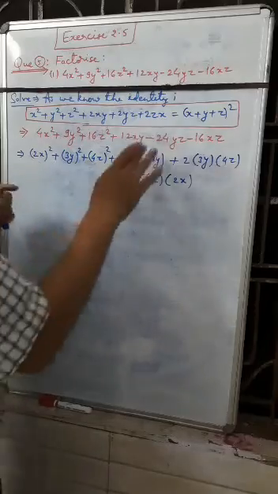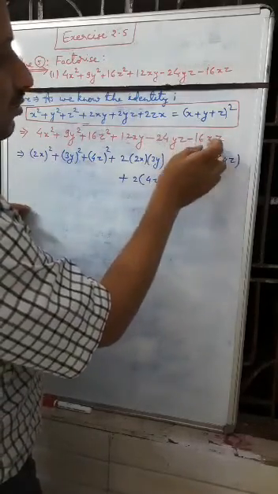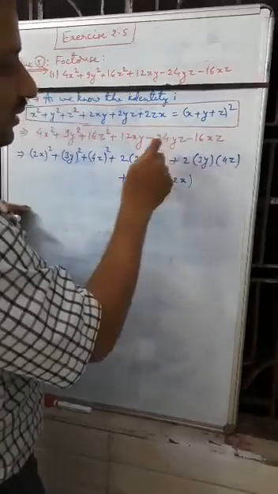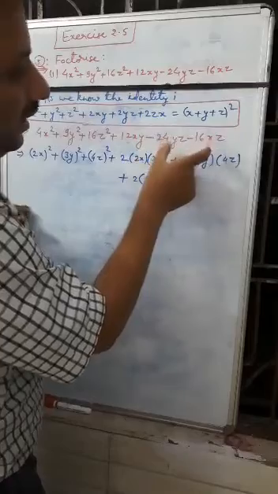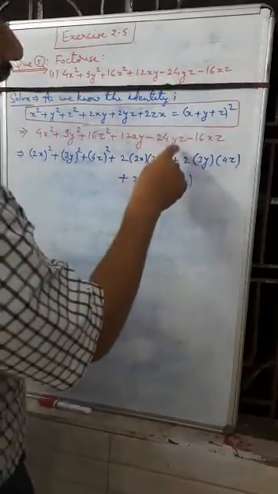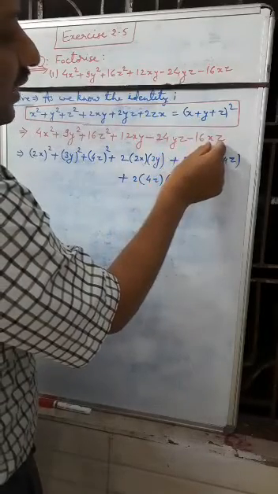Now we have to convert both terms into minus, the last two terms, the last one and the second last one. We have to convert both terms into minus. So what do we do? We are looking here. In this equation we have y, and in this equation we have z.